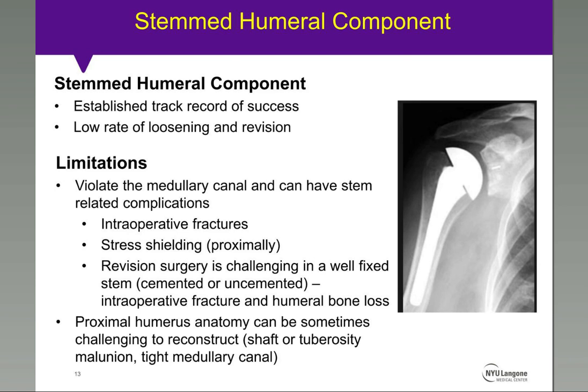As you can see, stem humeral components have an established track record of success and a very low rate of loosening and subsequent revision. However, there are limitations with stem components. They violate the medullary canal and can have stem-related complications, including intraoperative fractures and stress shielding proximally. Moreover, revision surgery can be challenging in a well-fixed stem due to risk of fracture and humeral bone loss during removal of the humerus component. Stem components can be particularly challenging to implant in clinical situations like post-traumatic deformities like tuberosity or shaft malunions.